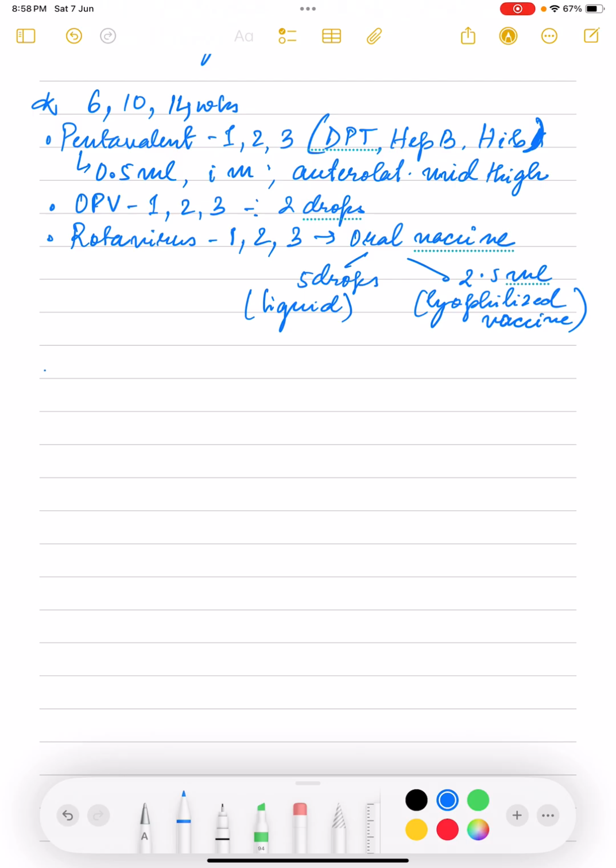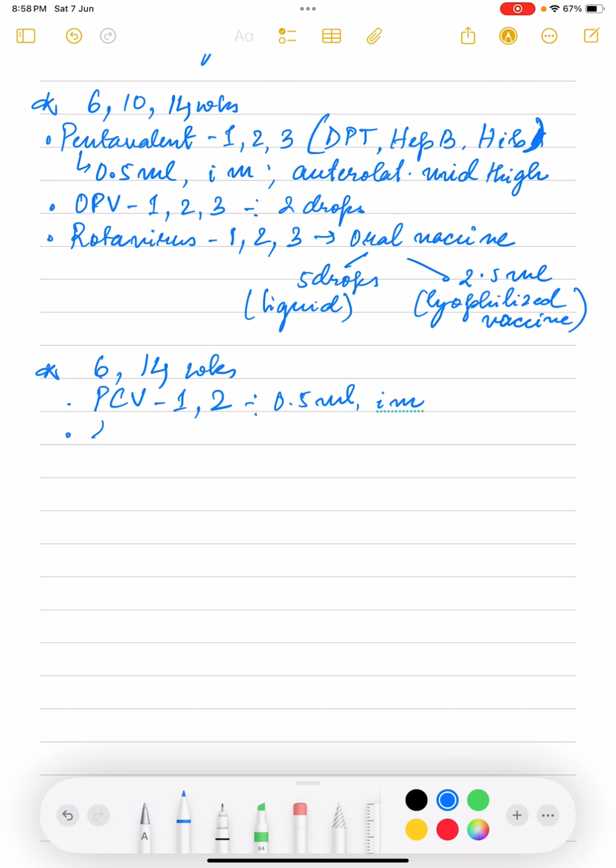Now here, apart from these 3 vaccines, there are 2 additional vaccines, but they are given only at 6 and 14 weeks. So I am writing it separately. They are PCV 1 and 2. First dose given at 6, second at 14 weeks. 0.5 ml IM given in anterolateral side of mid-thigh.